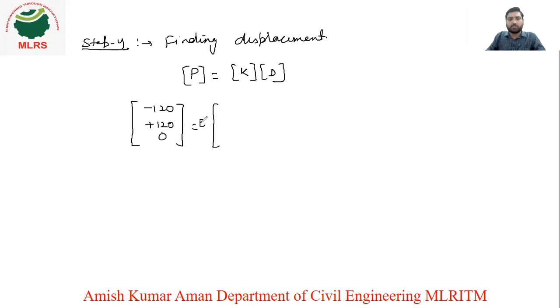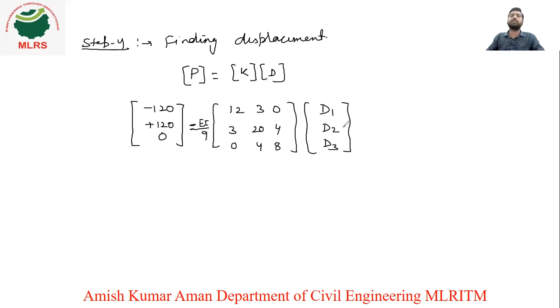We have EI by 9 as constant, so EI by 9 outside. Inside it is 12, 3, 0, then 3, 24, 4, then 0, 4, 8, into the 3 displacements D1, D2, D3, because we have 3 degrees of freedom here, right? So D1, D2, D3. If we make the equations, what will the equations be?